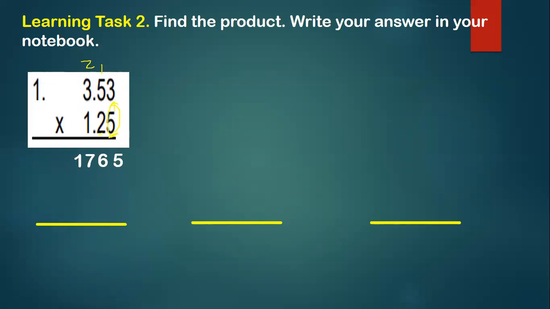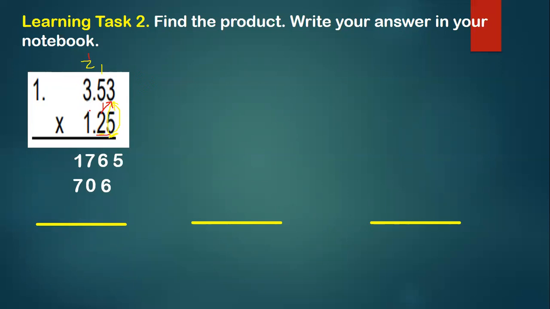Punta naman tayo sa ating tens place. Palit tayo ng kulay. Mas visible ang red. Okay, tens place natin, that is just 2 times 3, and that is 6. And then 2 times 5, and that is 10. So 0 lang ilalagay natin, and then carry 1 tayo. And then 2 times 3, that is 6, plus 1 na carry natin, that is 7. Tapos na tayo ngayon sa ating tens place.